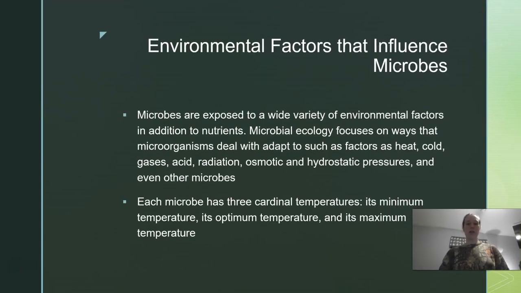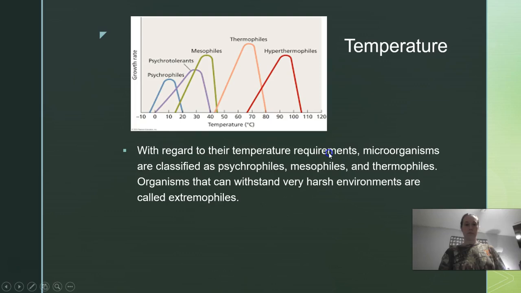Each microbe has 3 cardinal temperatures: its minimum temperature, its optimum temperature, and its maximum temperature. All right, so going on to talk about the temperatures in these microbes. With regard to their temperature requirements, microorganisms are classified as psychrophiles, mesophiles, and thermophiles. Organisms that can withstand very harsh environments are called extremophiles. And here you can see the picture I have, differentiating each of those different things.